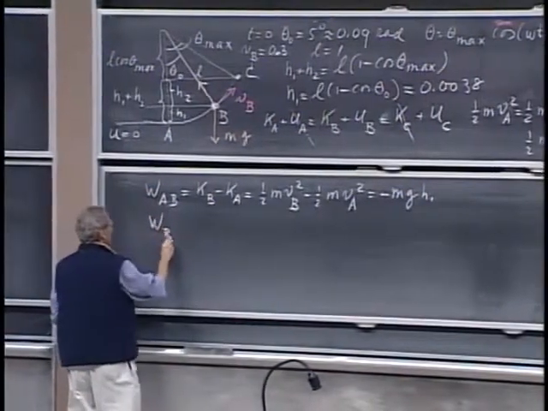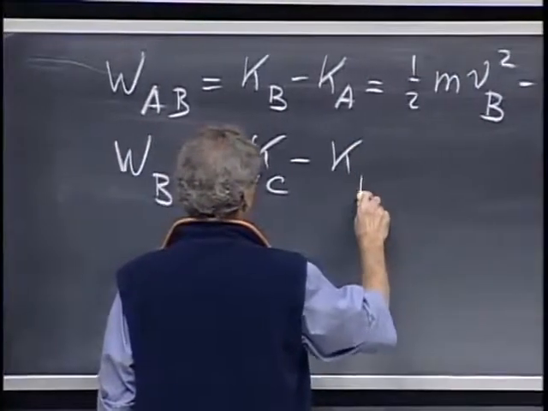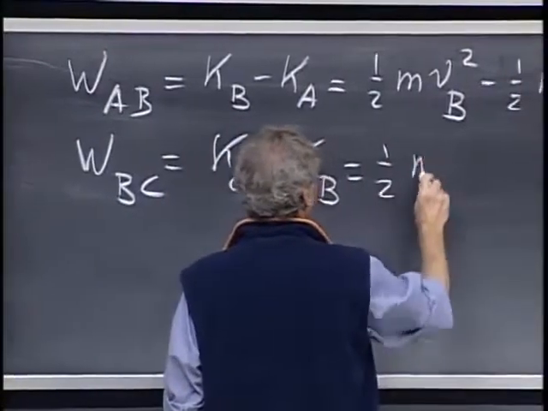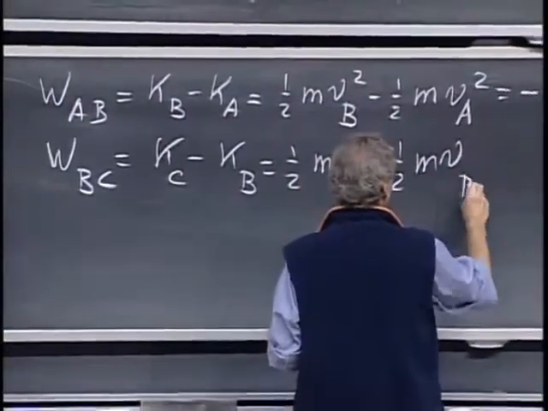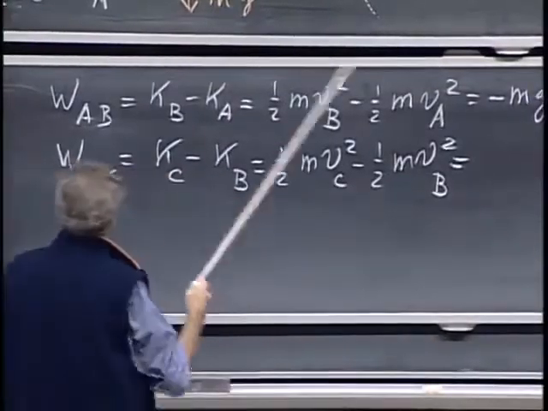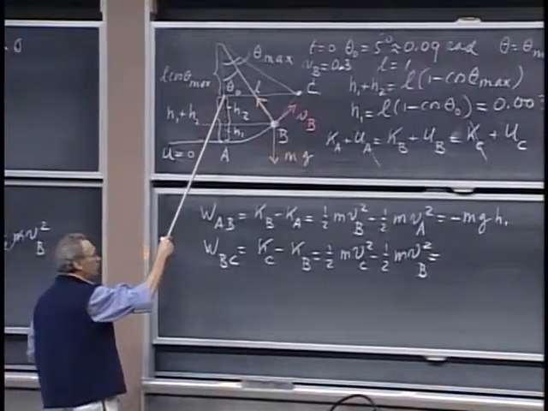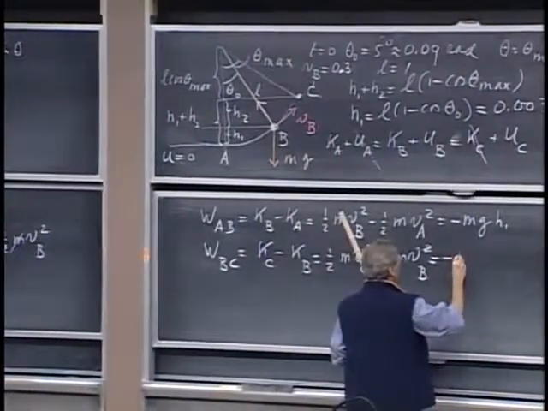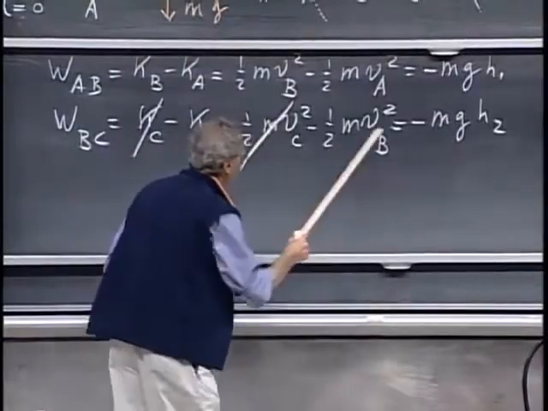The work done when the object goes from B to C is the kinetic energy at C minus the kinetic energy at B. That equals 1/2 m Vc squared minus 1/2 m Vb squared. And that is the work that gravity is doing when the object goes from B to C. And that work is minus mg h2. So this equals minus mg h2. This is 0. And so what you see here is exactly what you see here. The two are identical.